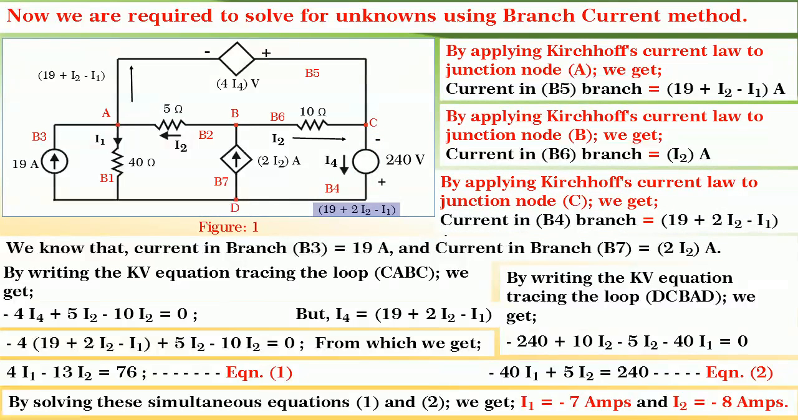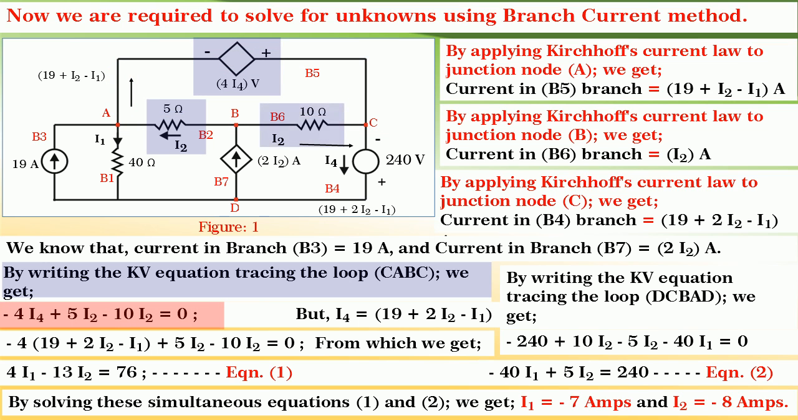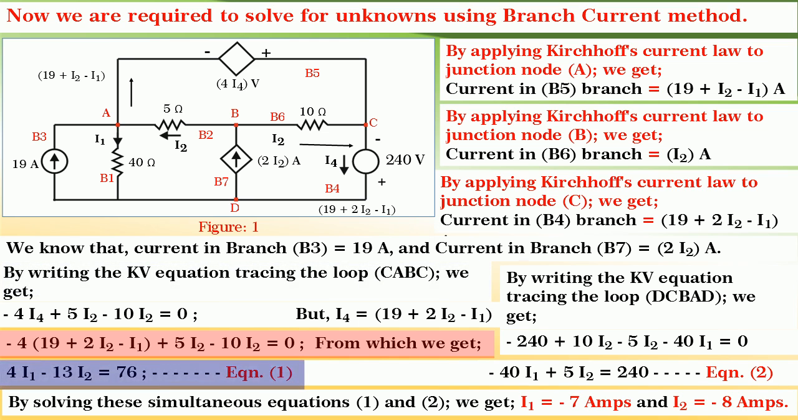And you know that there are only two unknowns, I1 and I2, and hence we need two equations. Therefore, by writing the Kirchhoff's voltage equation, tracing the loop CABC, we get minus 4i4 plus 5i2 minus 10i2 is equal to 0, but i4 is equal to 19 plus 2i2 minus i1. By substituting this value of i4 and rearranging the equation, we get 4i1 minus 13i2 is equal to 76, and let it be equation 1.